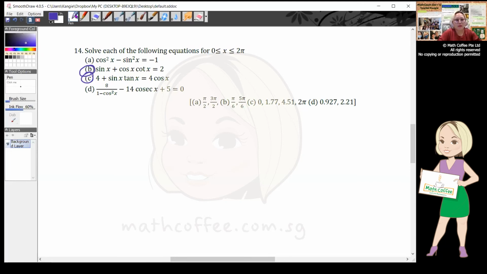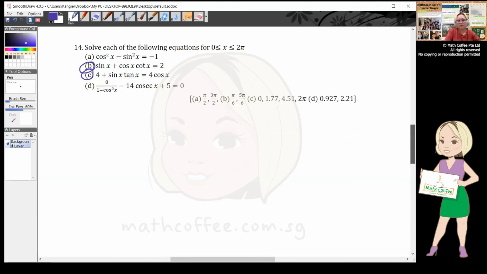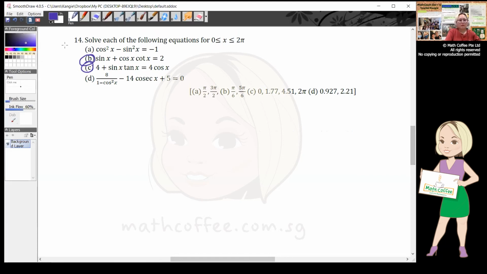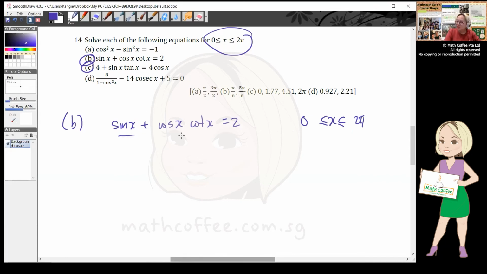Okay, B. Sine x plus cosine x cotangent x equals 2. And take note, this one is in terms of radian. I can't change this, the only thing I can change is this one. Sometimes you may not know what to do yet, so you just change along the way and then you will slowly see some hint. So cotangent x means the same as cosine x over sine x equals 2.